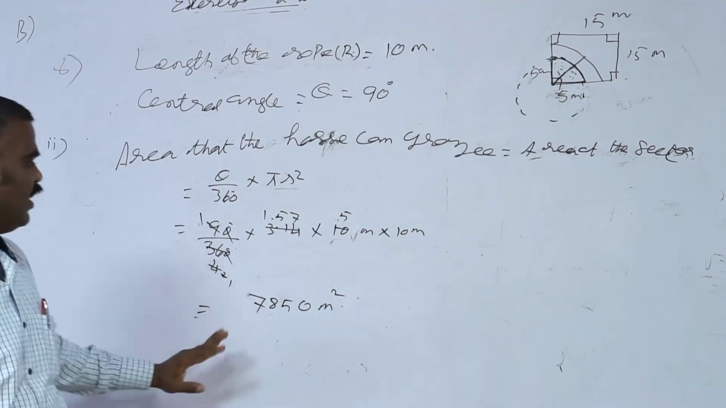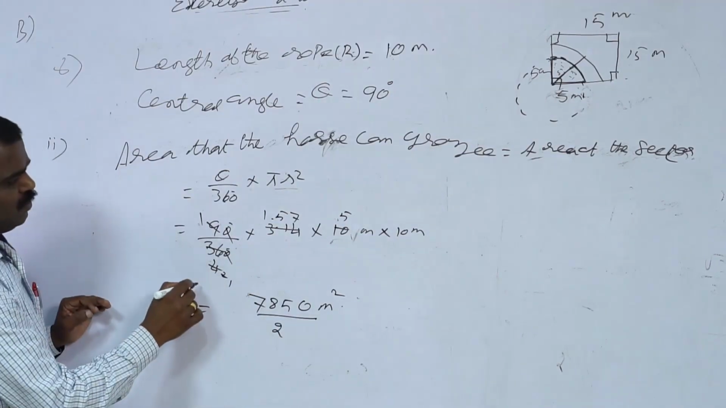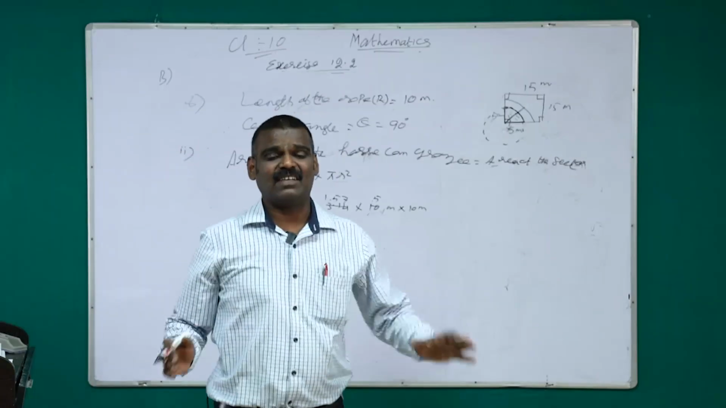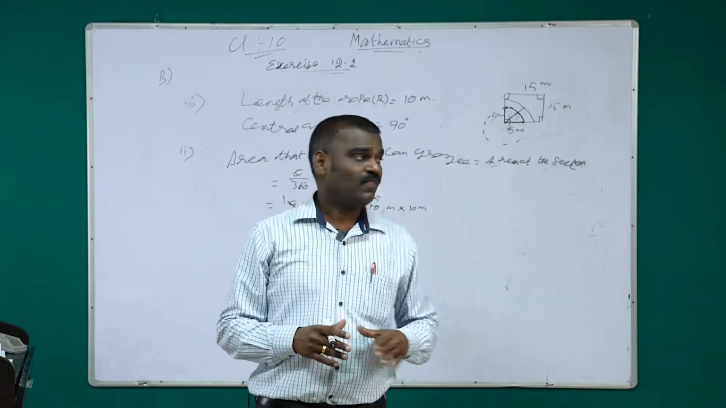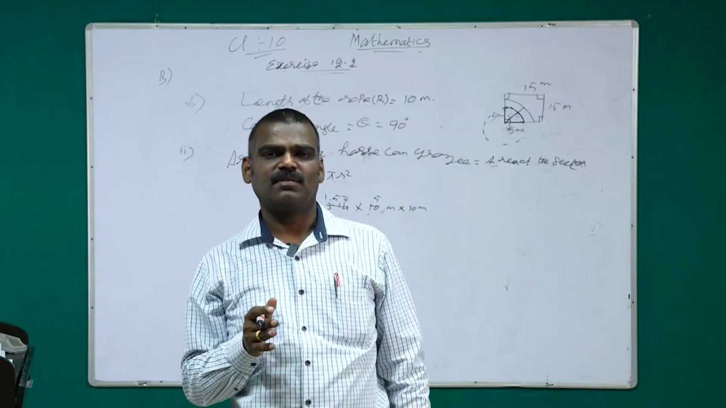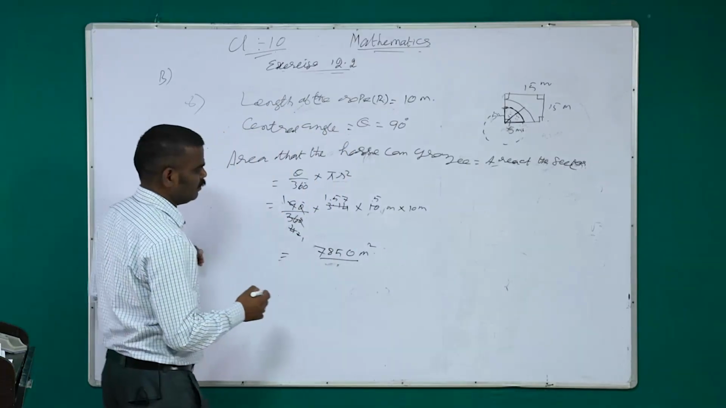Okay? Now, by 2. Oh, there is no 2, that is all. So, this is the area that the horse can graze when the rope is 10 meter long. But our question is, how much more area? Increased area.